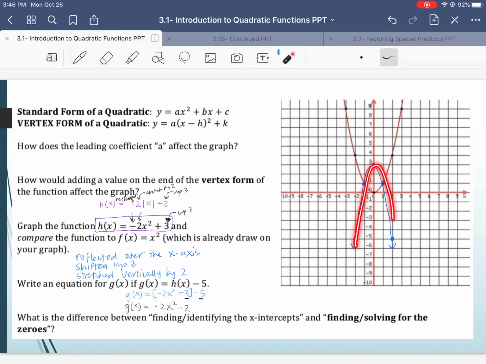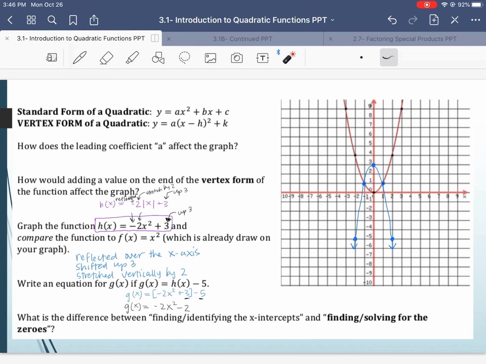And again, if I did that off of the graph, here's that original h of x. This one is going to shift it down 5. So if I go down 1, 2, 3, 4, 5, notice my function would be down here. And that's exactly where this one is now. It's down 2. So it's going to look the same.